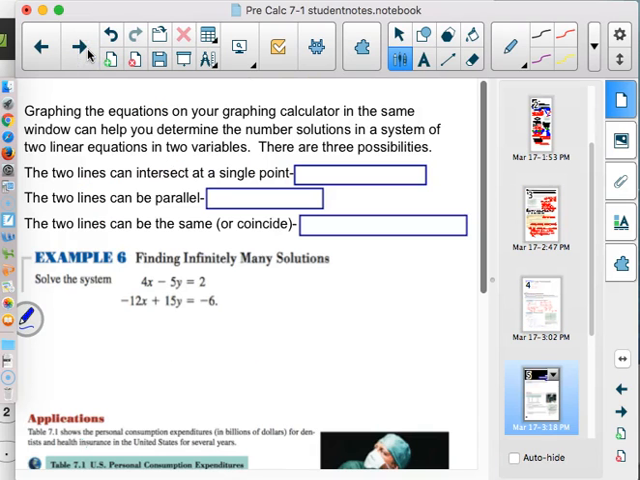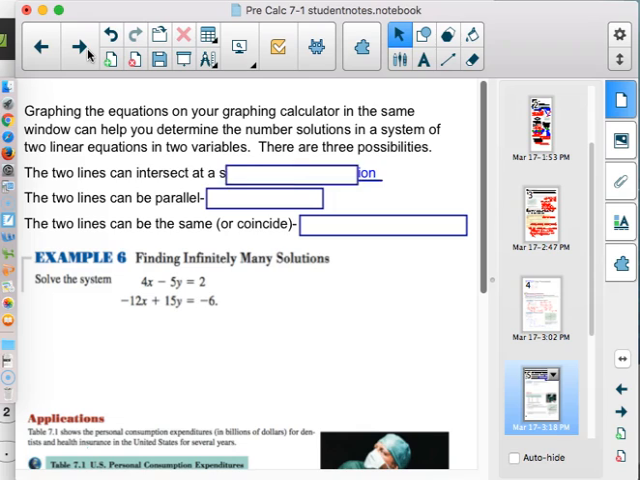All right. Graphing the equations on your graphing calculator in the same window can help us find the number of solutions in a system of 2 linear equations and 2 variables. 3 possibilities. We just saw one. They never hit. They're parallel, right? What's another possibility? They intersect. We get a solution. So what's the third one? Infinitely many. Exactly. And it just happens to be a line on top of itself when we do that. So they intersect at that single point. That gives us one solution.